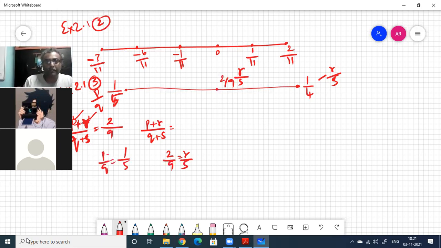Now you tell me what is P plus R. P plus R is 1 plus 2, uncle. Q plus S is 5 plus 9. How much? 3 by 14, uncle. 3 by 14. Okay. 2 numbers you have found out. Now new one: 1/5 and 3 by 14. This is P by Q. This is R by S.